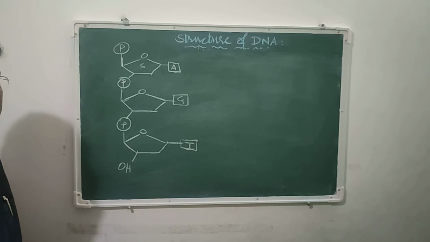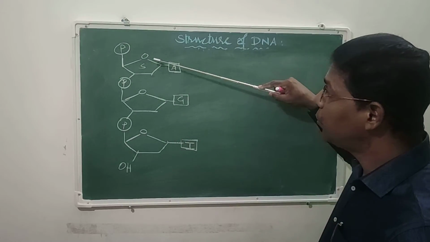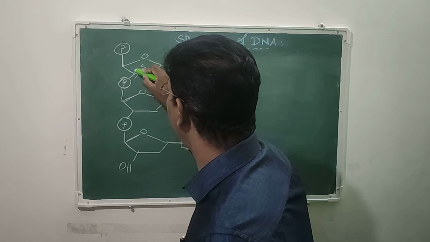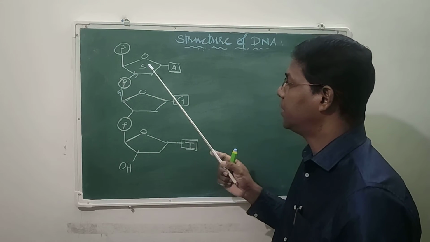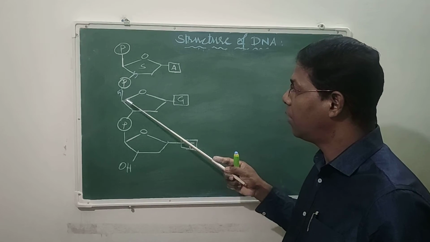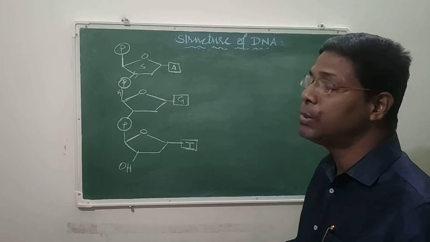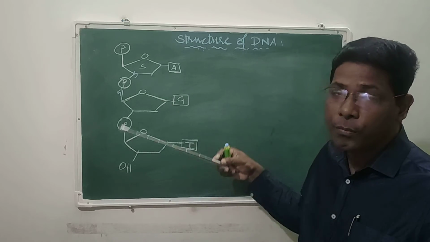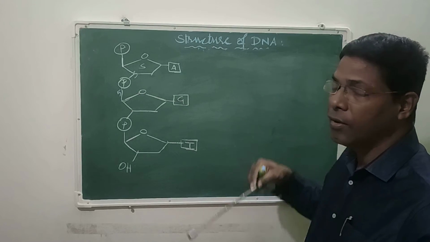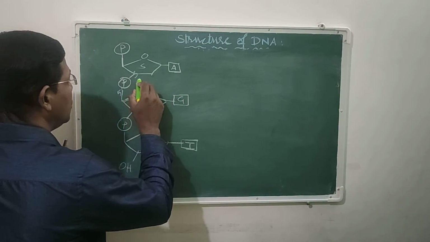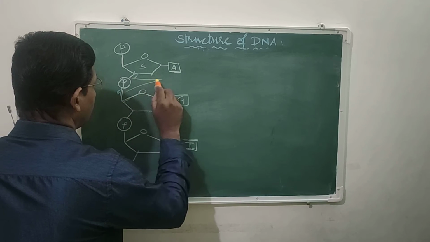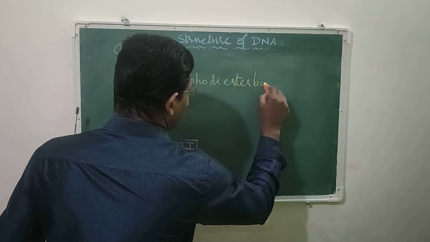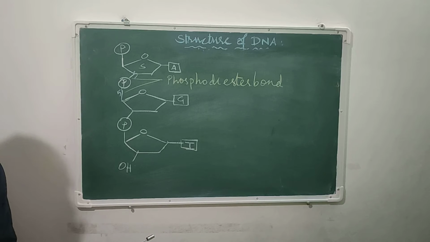In a polynucleotide chain, the first nucleotide is combined with the second nucleotide through the third prime and fifth prime carbon atoms of these nucleotides. From the third prime carbon atom of one nucleotide and the fifth prime carbon atom of the other, a phosphodiester bond is formed and a dinucleotide is formed. Like that, many nucleotides are combined together by phosphodiester bonds or phosphodiester linkages.